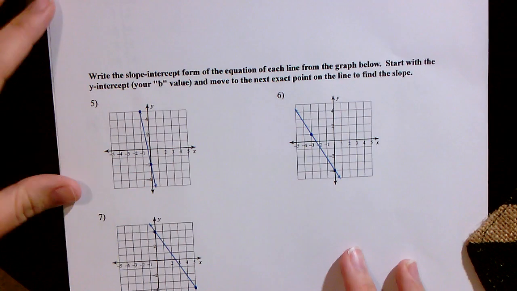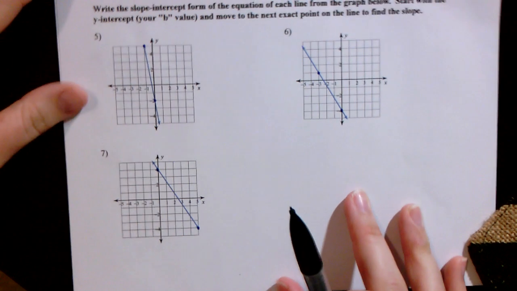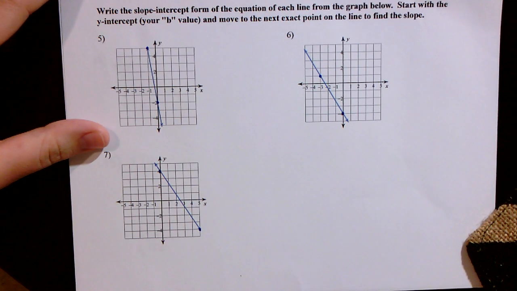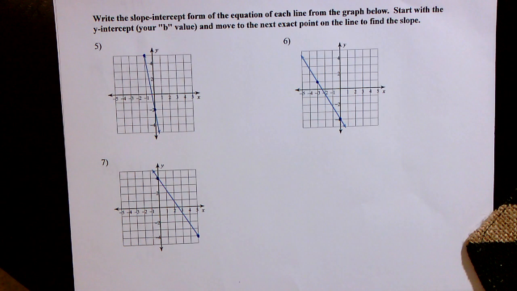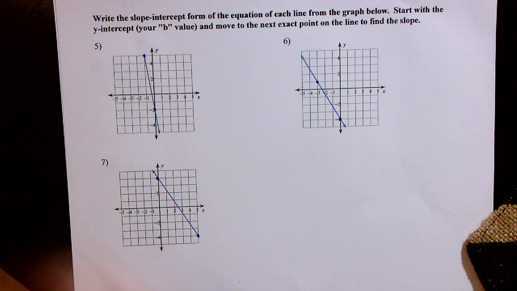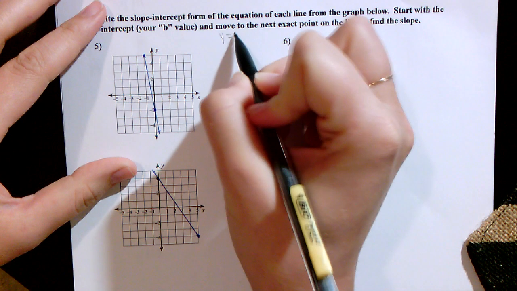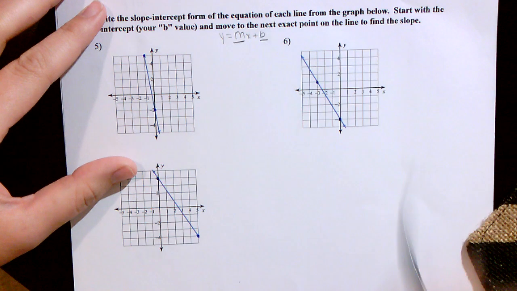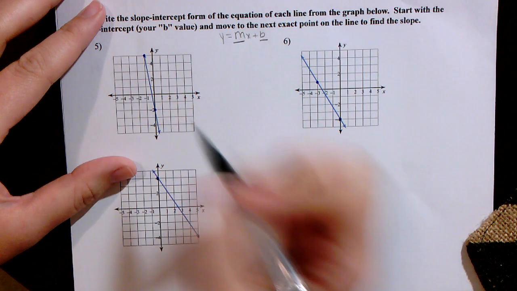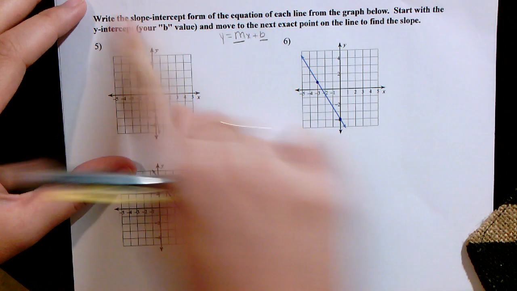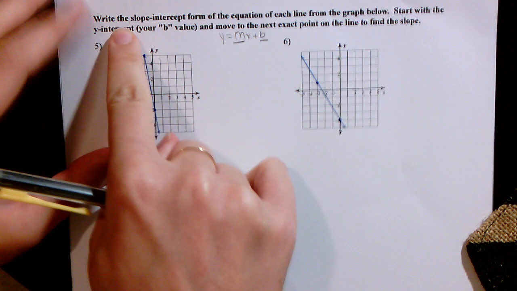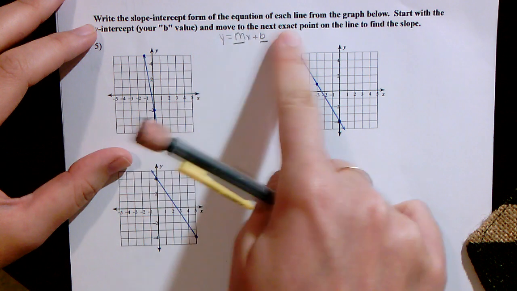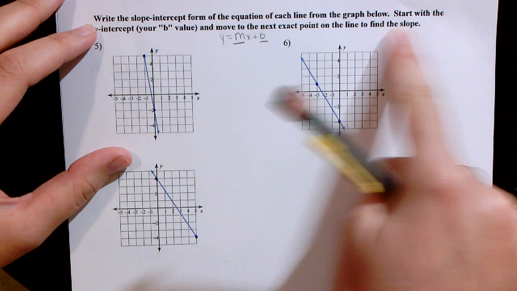Now let's look at a graph. Say you've been given a graph, and I'm asking you to tell me the equation for the graph. Remember, the 2 things you need to know are the m and the b, right? And I'll write it again right here. Y equals mx plus b. You need to know the slope and the y-intercept. And you can see that on these graphs. So we're going to start, and I told you right here, start with the y-intercept, your b value. Move to the next exact point on the line to find your slope.